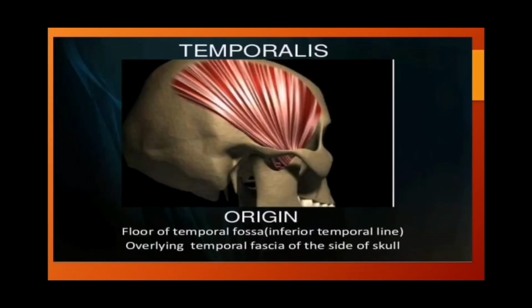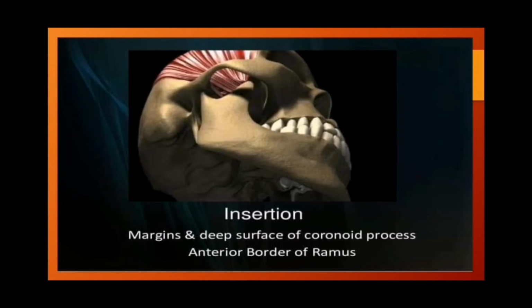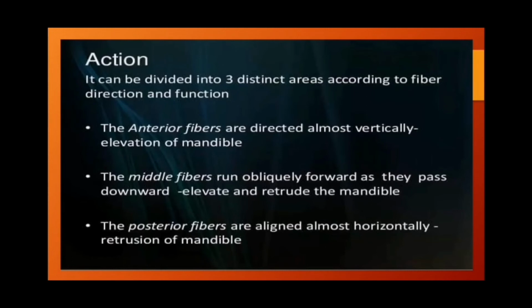Temporalis. Temporalis originates from the floor of the temporal fossa, inferior temporal line, and overlying temporal fascia of this side of the skull. Insertion: margin and deep surface of the coronoid process and anterior border of the ramus. Action: it can be divided into three distinct areas according to fiber direction and function. The anterior fibers are directed almost vertically; elevation of the mandible occurs. The middle fibers run obliquely forward as they pass downward, and elevate and retrude the mandible. The posterior fibers are aligned almost horizontally; retrusion of the mandible occurs.